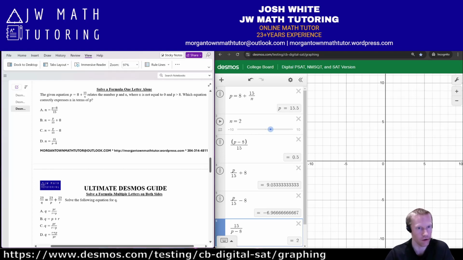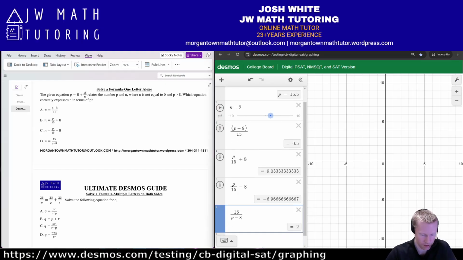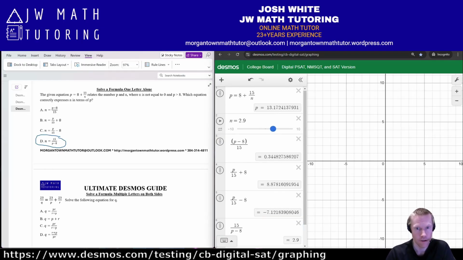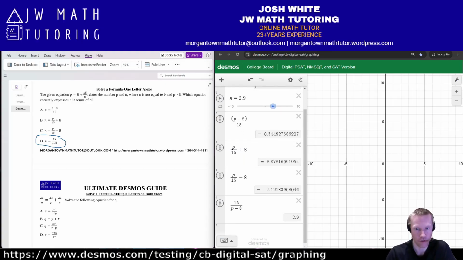Notice in the answer choices, they're all n equals. So the correct answer for this is going to be D right here because that's the one equal to 2. And also just to confirm, if I picked a different value for n, say like this. Okay, now I'm looking for 13.172. Scroll down. N is 2.9, and what I'm looking for again is 2.9, which is going to be the last one down here.